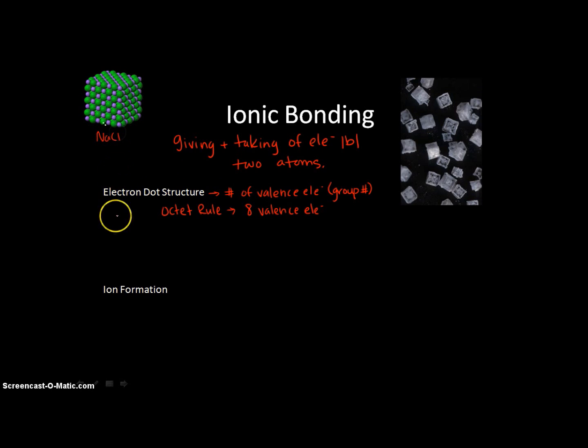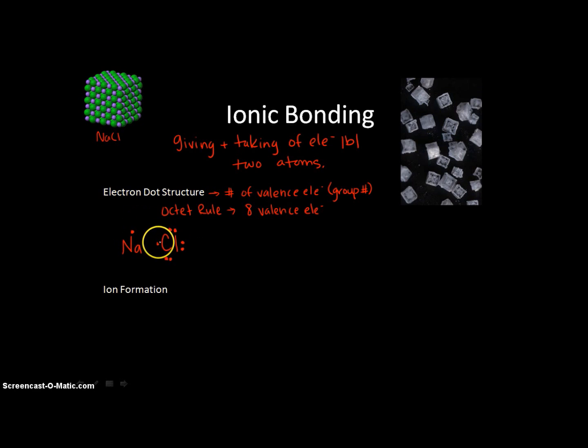And so sodium, since it's in group 1, has 1 valence electron. So the most we could have in this outer shell would be 8. And then chlorine, for an example, would have 7 because it's in group number 7. And you always go clockwise, kind of like you build in the Aufbau diagram. You go one at a time.